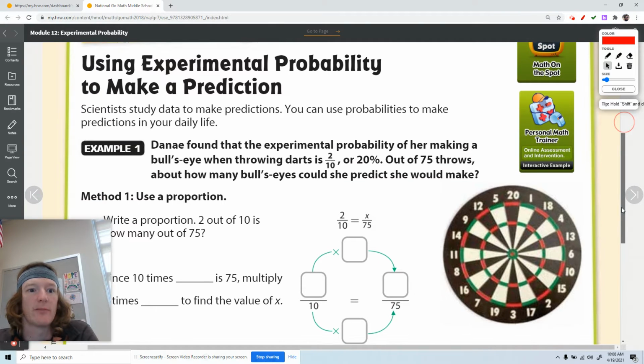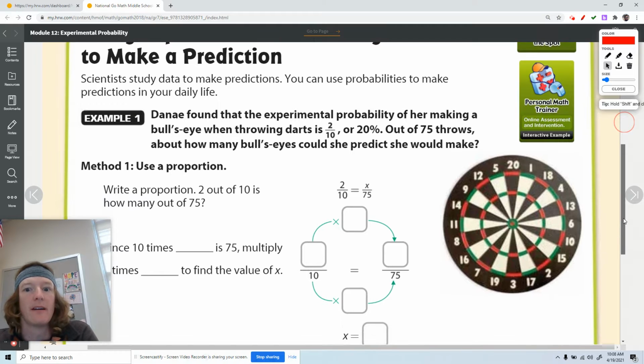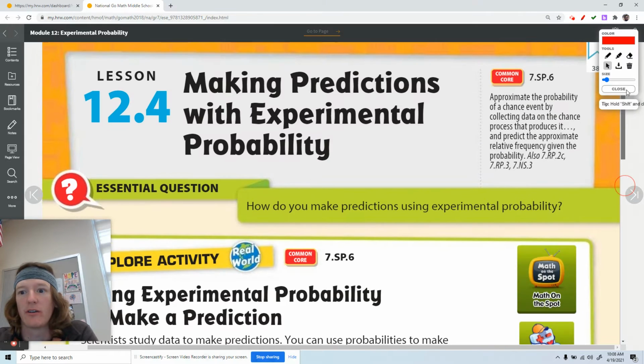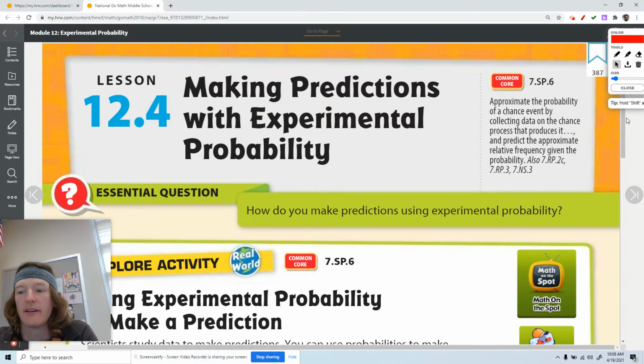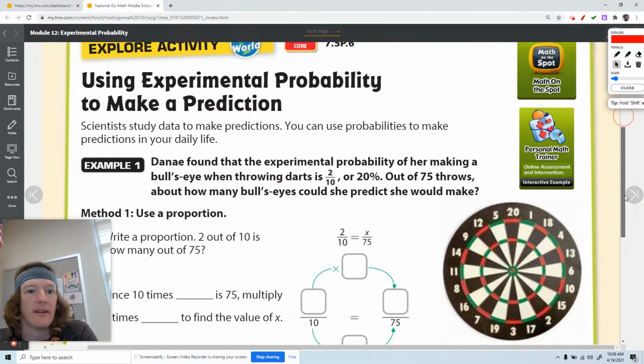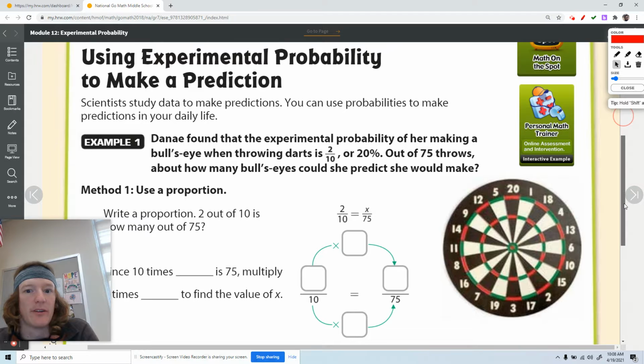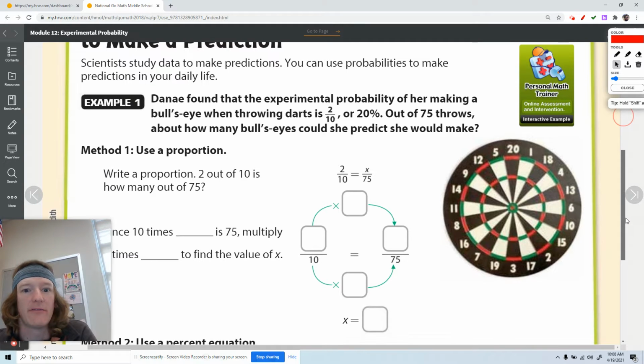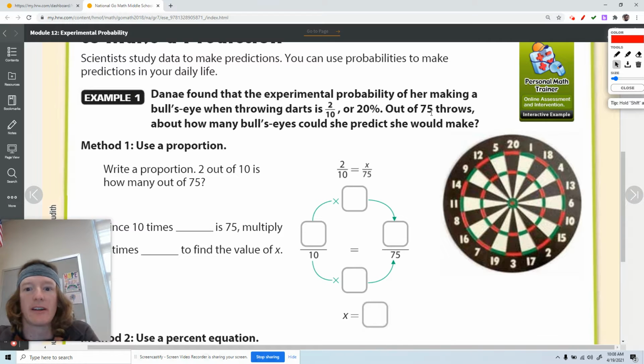So we're going to use experimental probability to make a prediction. For example, on this page, page 387: Scientists study data to make predictions. You can use probabilities to make predictions in your daily life. Danae found that the experimental probability of her making a bullseye when throwing darts is 2 out of 10, or 20%. Out of 75 throws, about how many bullseyes should she make?